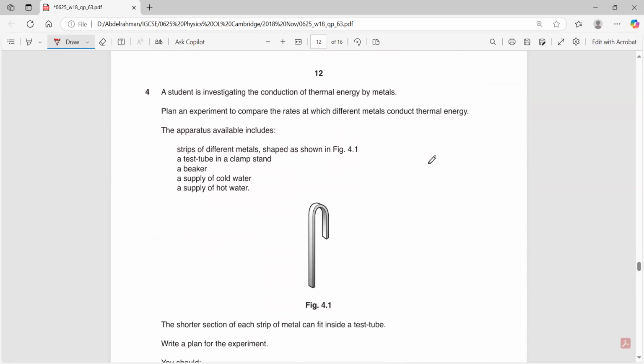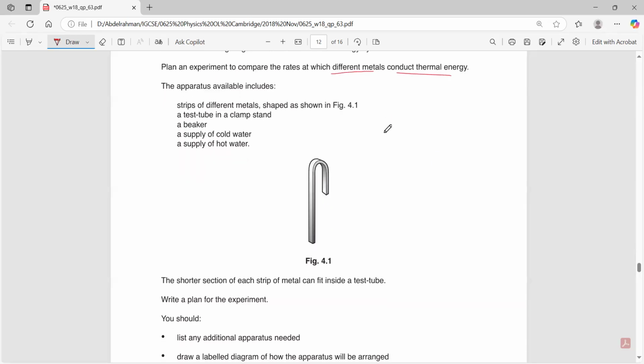Question 4. Plan an experiment to compare the rates at which different metals conduct thermal energy. Different metals conduct what? Thermal energy. This is the experiment. The apparatus available includes different strips of metals, a test tube, a beaker, and a supply of cold water and hot water.